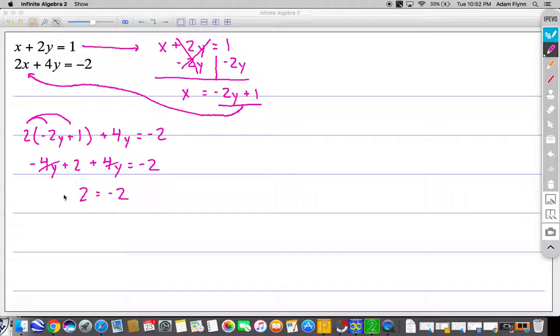So first off, we need to examine this. Does 2 equal negative 2? No, this is false. And because this is false, that means our solution will be no solutions. This is because these lines are actually parallel. They have the same slope, so they'll never cross. And because they never cross, we won't have a solution for them. No matter what ordered pair we plug into the top equation and bottom equation, these will not be satisfied simultaneously.